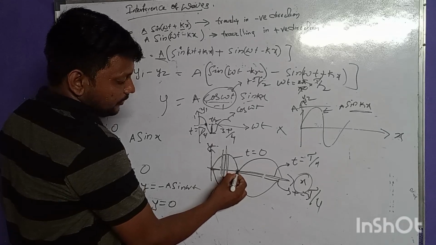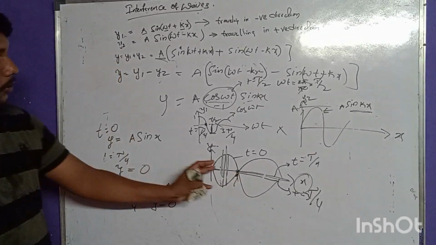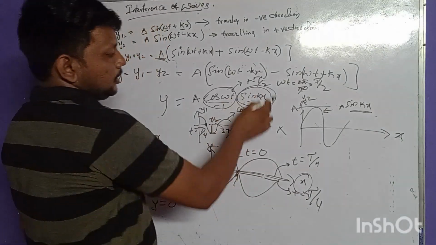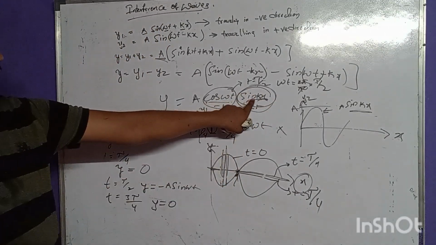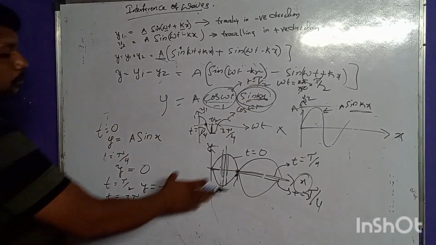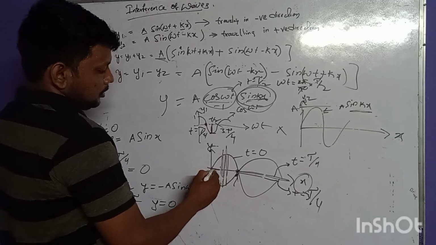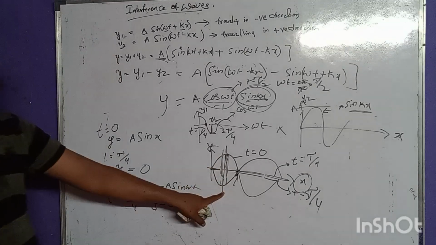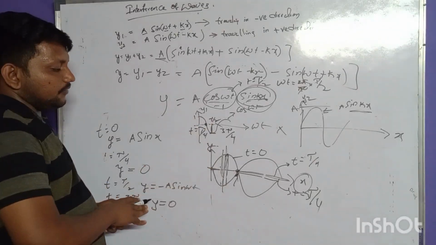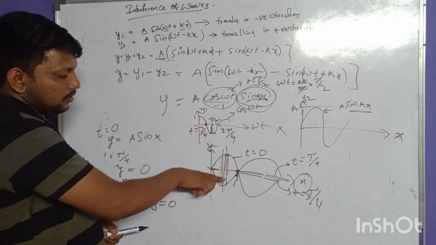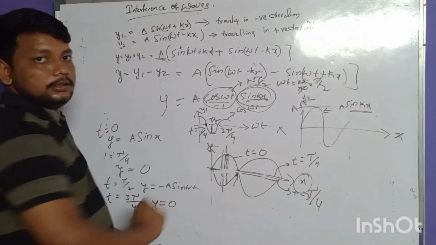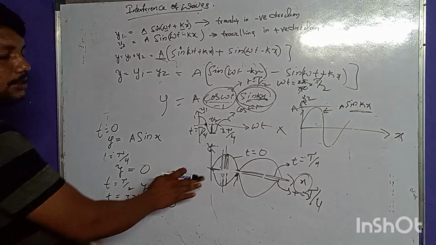The node is fixed here. This node does not move because, see here, there is no time function in sin kx. So this node is not changing, and this antinode is not changing with respect to time. With respect to time, the wave is oscillating about the mean position, but its node positions do not change. This is the standing wave.